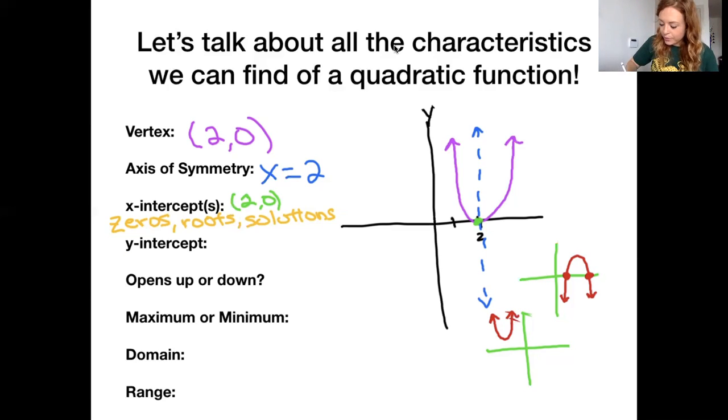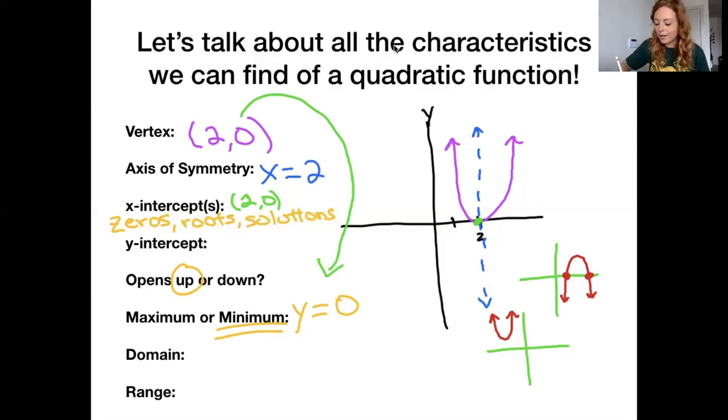Okay, so we're working with our pink little graph right here. We would say that it is opening up. If our graph opens up, then we have a minimum, a low point. Our minimum would be at this y value right here. The y value of the vertex happens to be 0. So it opens up, so it has a minimum, and it's at y equals 0. It's at the y value of the vertex. The y value of the vertex corresponds to that minimum or maximum.